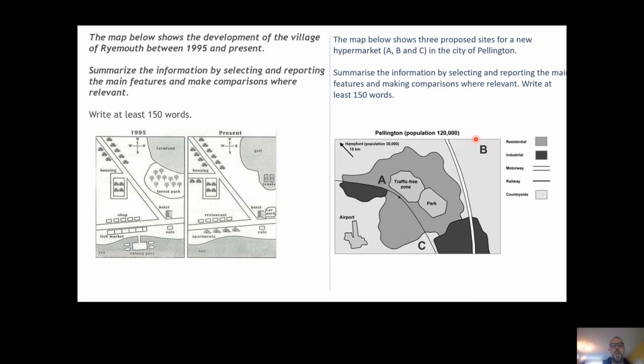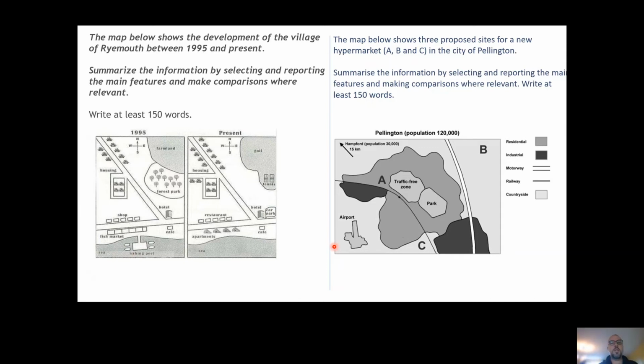The second kind of map question has only one map, but there are multiple locations identified on that map. Now, of these two kinds of IELTS Task 1 maps question, it's far more common to have a two maps of the same place at different times question, but you need to be prepared for a single map style question as well.